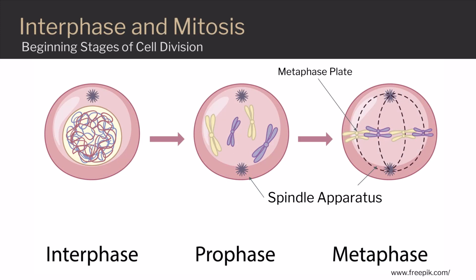During interphase, the DNA and organelles double and proteins necessary for mitosis are synthesized. Following interphase and the replication of DNA, the cell enters prophase, when the DNA condenses into structures called chromosomes, and the spindle apparatus begins to form in the cytoplasm. The spindle apparatus, a complex of microtubules and proteins, helps to separate the duplicated chromosomes in a later step.